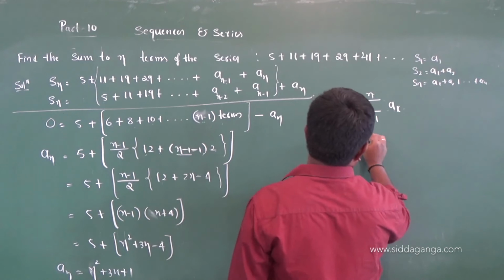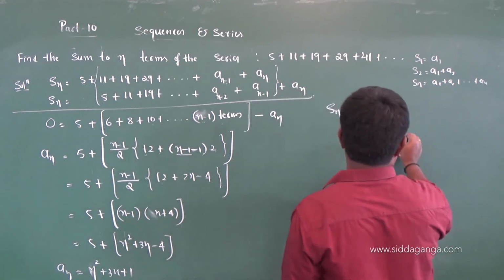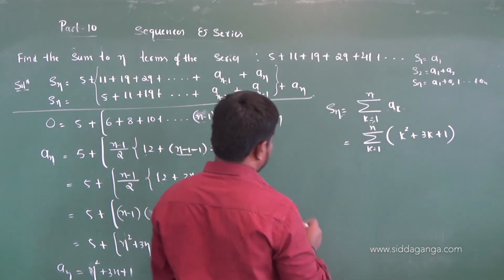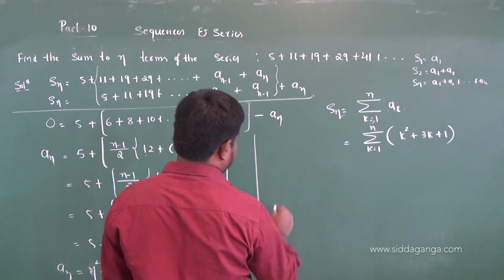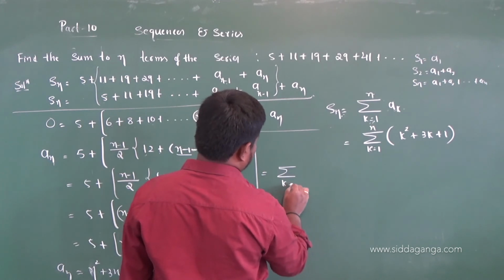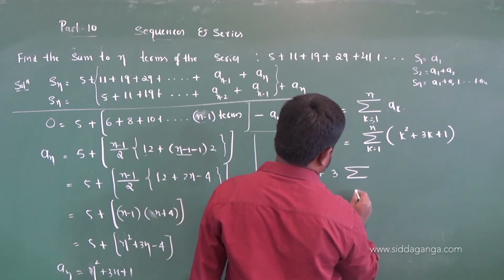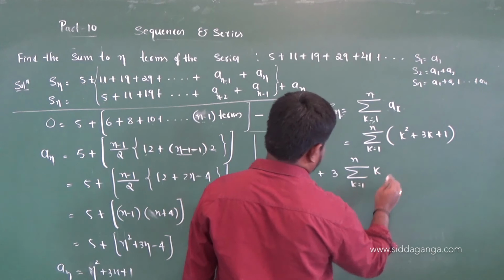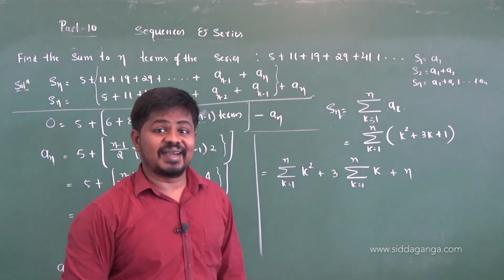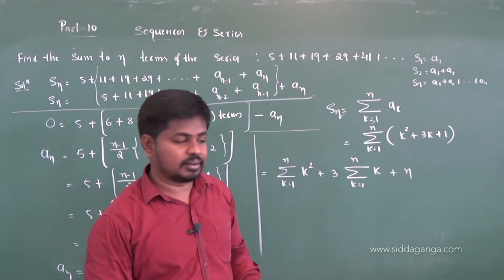So now this is equal to summation of k equals 1 to n. What is ak? I mean an. We have k square plus 3k plus 1. Okay, so this is equal to summation k equals 1 to n of k square, plus 3 into summation k equals 1 to n of k, plus, this is what, 1 is added n times, you will get n. Summation of 1 when k is 1 to n, in the sense 1 is added n times, so therefore I am going to write n.